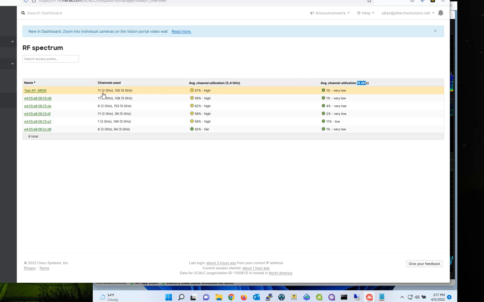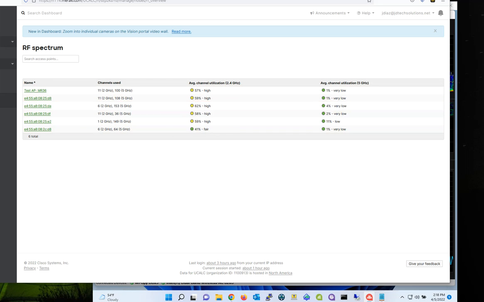For instance, on this test access point, we have the 2.4 gigahertz band enabled, as well as the 5 gigahertz band. And for the 2.4 gigahertz band, we're using channel 11. And for the 5 gigahertz, we're using channel 100. And if you can see, if these are dual band access points, you'll see the channels that specific band is using and an average utilization.